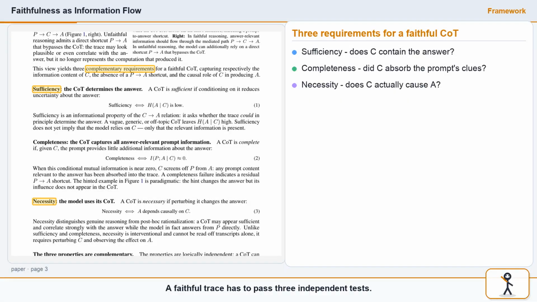A faithful trace has to pass 3 independent tests: sufficiency, completeness, and necessity. Each one is written as a clean information theoretic condition. Let's take them one at a time.